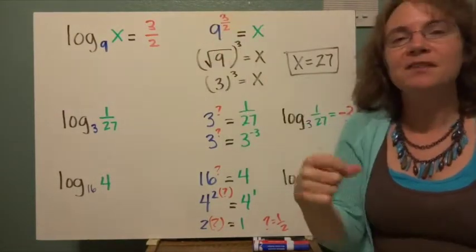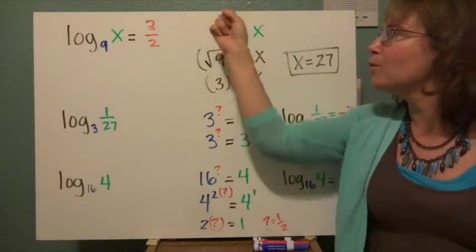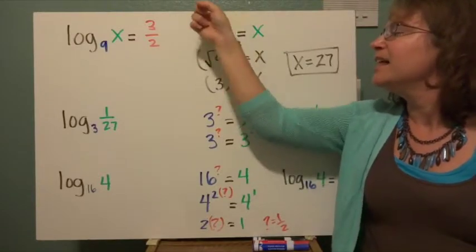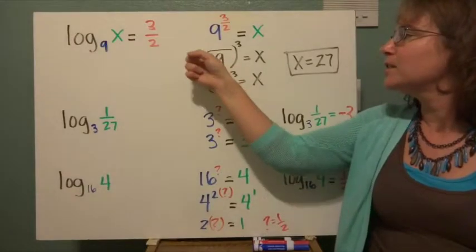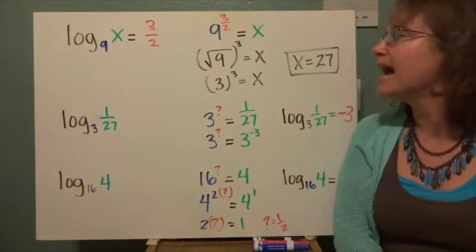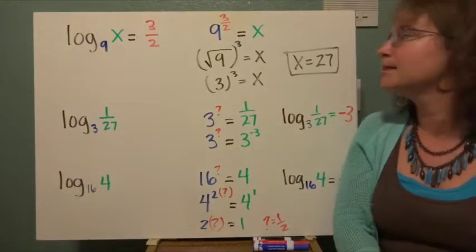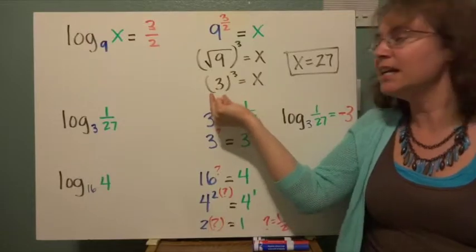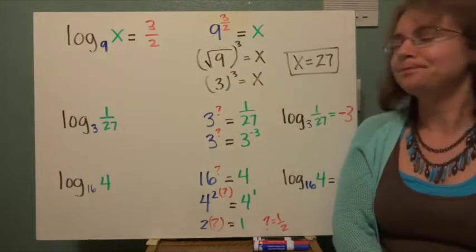When I have a 3/2 power, that means I'm cubing it and taking the square root, or the 1/2 power. So I have the square root to the 3rd power. That's the same as 9 to the 3/2. So this square root just represents my 1/2. So if I have 9 to the 1/2 to the 3rd power, that's the same as the 3/2. I can go ahead and take the square root of 9, which is just 3, and then I can cube it. So it's going to give me 27.